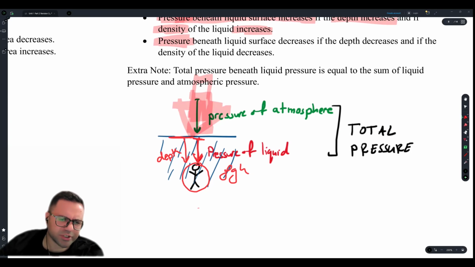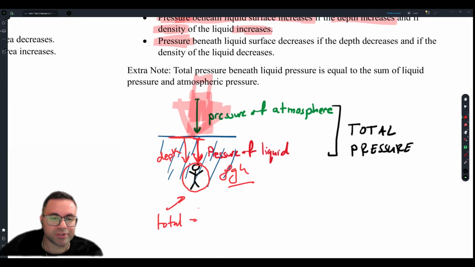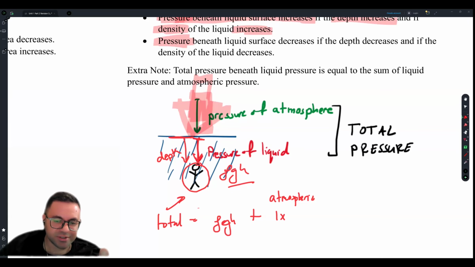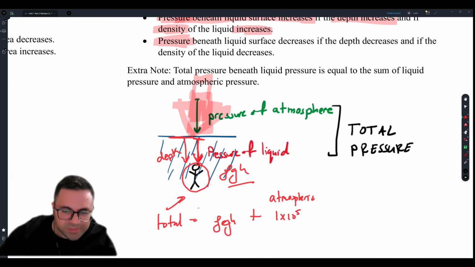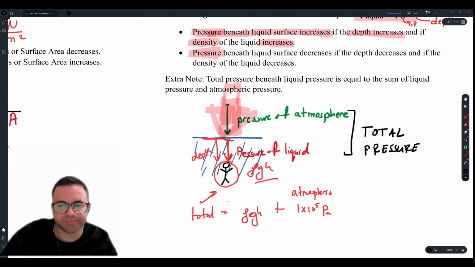So if I ask you, what's the pressure of the liquid? Rho g h. But what is the total pressure? The total pressure is rho g h, which is the liquid, plus whatever the given value for atmospheric pressure is, which is usually 1 times 10 to the power of 5, 100,000. Usually, but it's not always the case. The questions can change that value because it changes based on temperature and so on, and altitude. So keep that in mind.